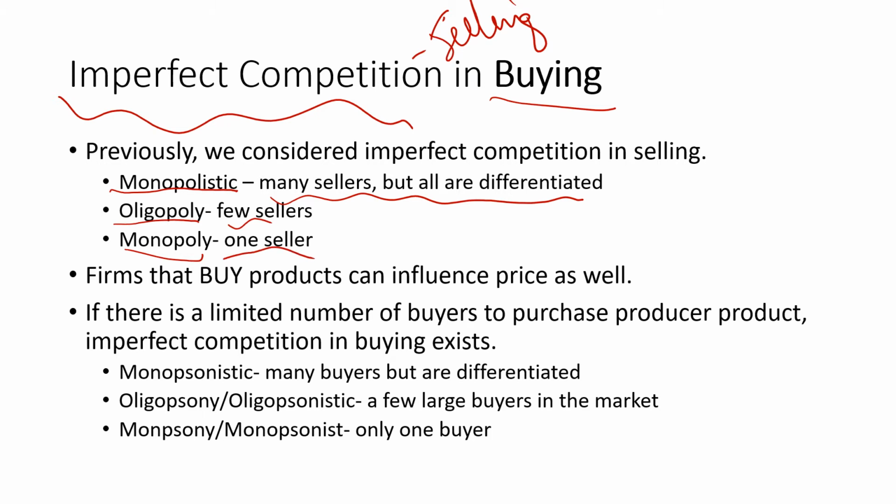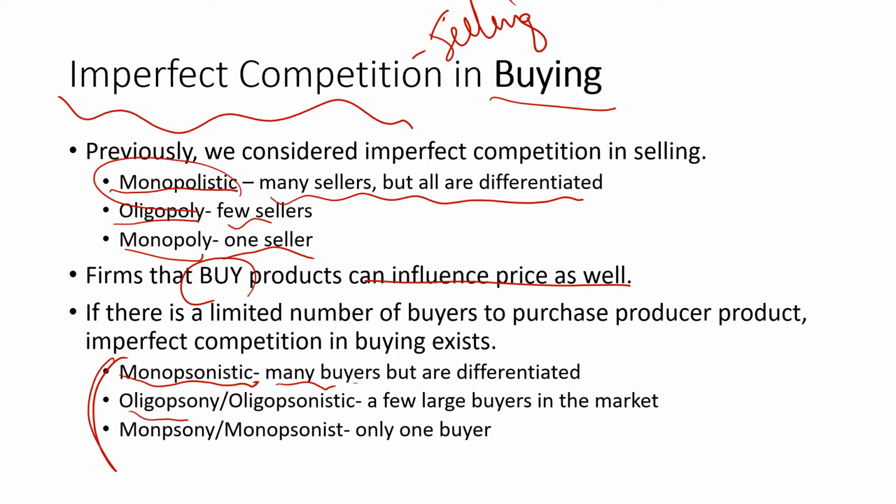On the flip side of that, buyers can influence price as well. There can be a small number of buyers that create this imperfect competition too. So there are three types of imperfect competition looking at the buying side, and the names are so similar to the imperfect competition names that it's hard to keep these straight. We have monopsonistic, which is kind of the reverse of monopolistic, where we have many buyers, but they're each differentiated. We'll talk a little bit more about each of these soon.